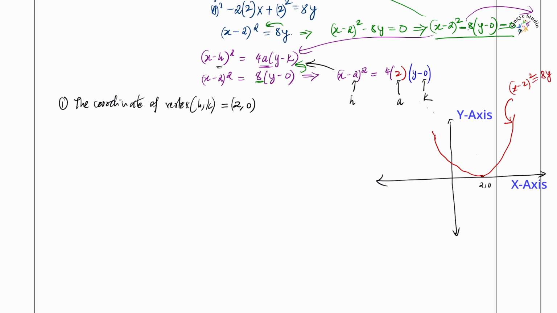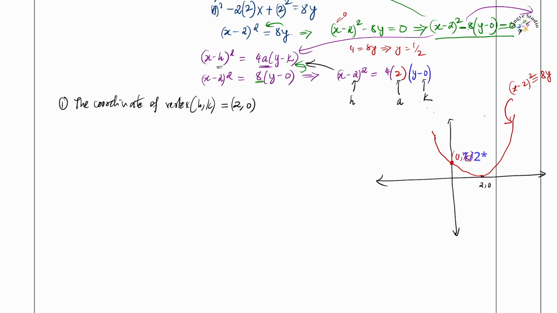And then if you try to find the y-intercept, you have to substitute x equals 0. When you put this in, you get 4 equals 8y, which is just y equals half. So this point is just (0, 1/2).